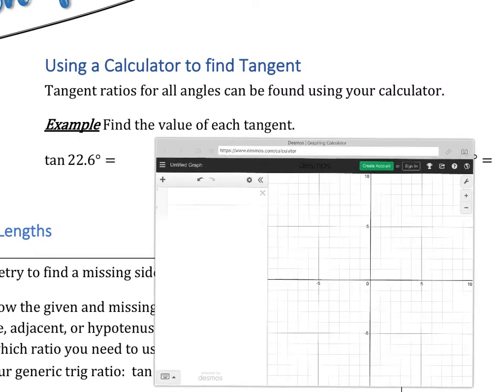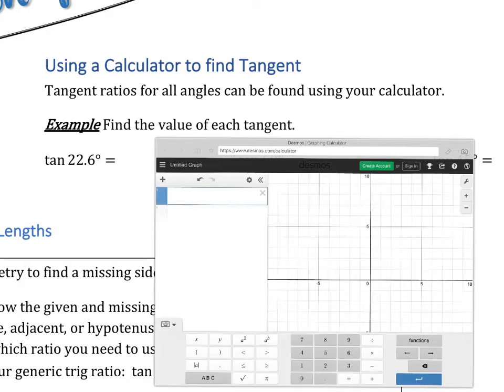Desmos is an online calculator. It'll graph and things like that. So if I want to find the tangent, now in Desmos you have to go to functions. On a regular scientific calculator there's a button that says tangent. So we want the tangent of 22.6. Now, I'm going to have a little problem to start here. There's two ways to measure angles. We can measure angles in degrees or radians.